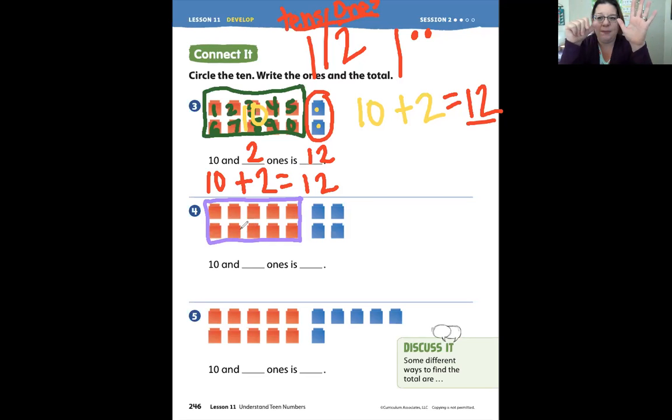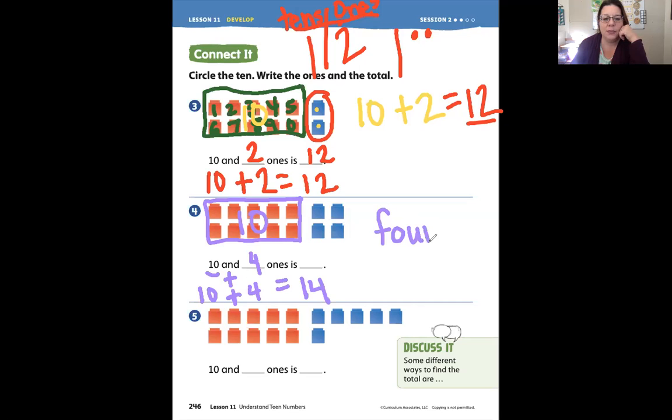There's 5 and 5. 5 plus 5 equals 10 again. So I have one group of 10, right? So 10 and how many ones? 4 ones. So I have 10 plus 4 equals what? 10, 11, 12, 13, 14. Shows that I have 14.